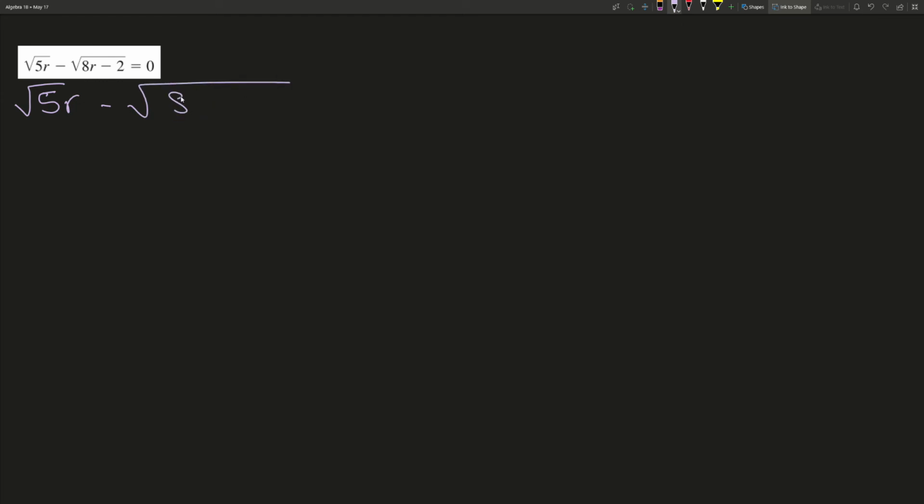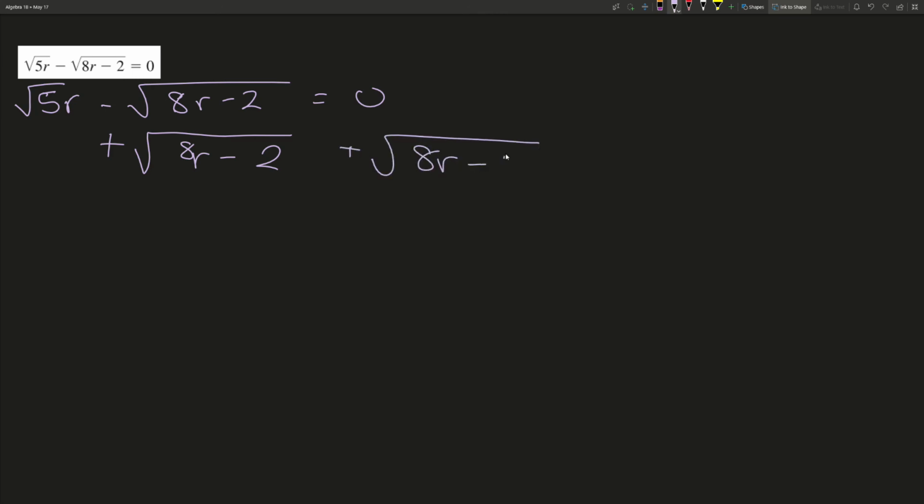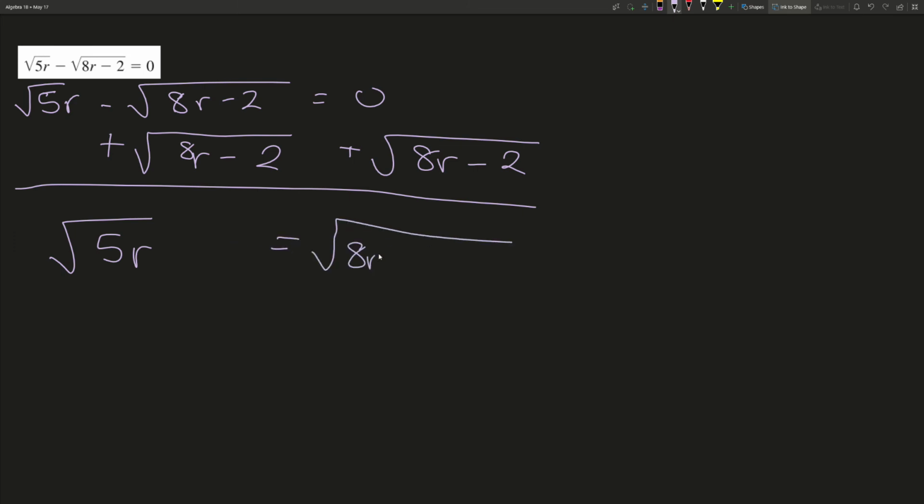Okay. Root 8r minus 2 is equal to 0. So let's add root 8r minus 2 to this side. Remember, whatever you do to one side has to be done to the other side. Leaving us with root 5r is equal to root 8r minus 2, right? And we can square both sides, leaving us with 5r is equal to 8r minus 2.